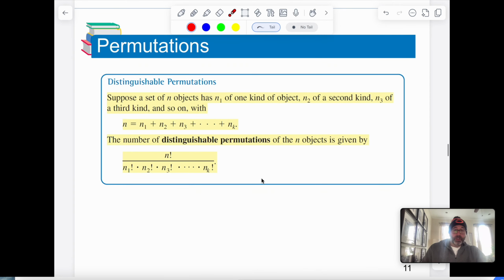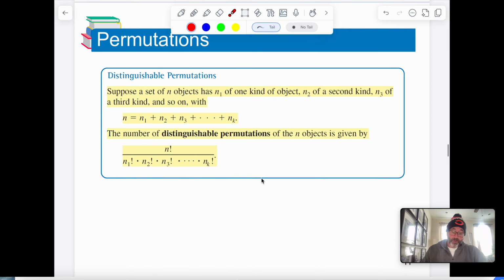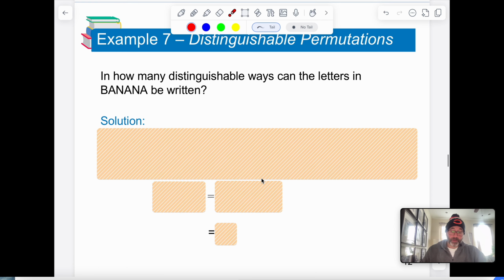All right, let's look at permutations when we're talking about distinguishable permutations. What this formula says is that we look at the number of objects and break them down into their individual parts. So this is the first event, this is the second event, this is the third event, and so forth, depending on how many there are. For example, in how many distinguishable ways can the letters in the word banana be written? I'll show you what I mean by distinguishable.